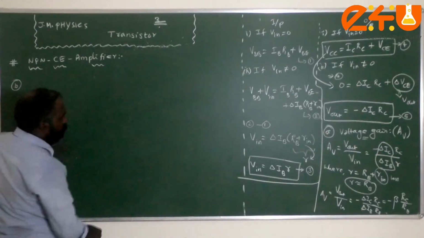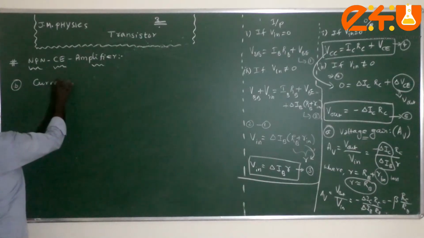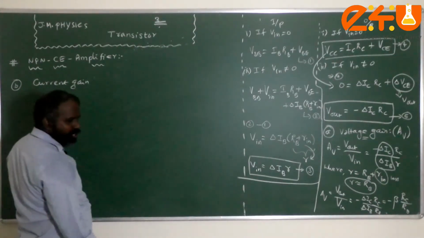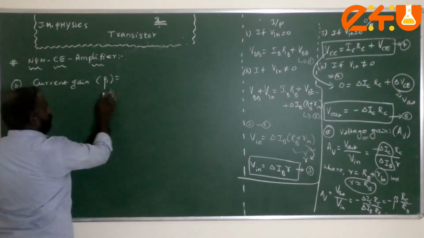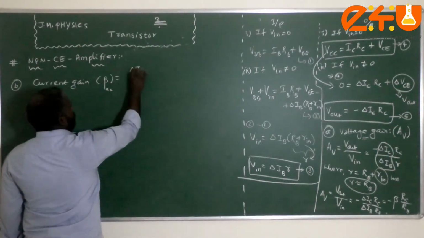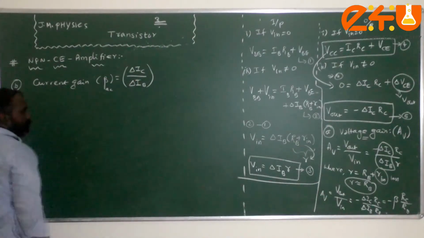The second parameter we are going to define is the current gain of the amplifier. We already discussed the current gain formula in CE mode NPN transistor. So beta, the current gain, or simply beta AC, is delta IC divided by delta IB. We know that.